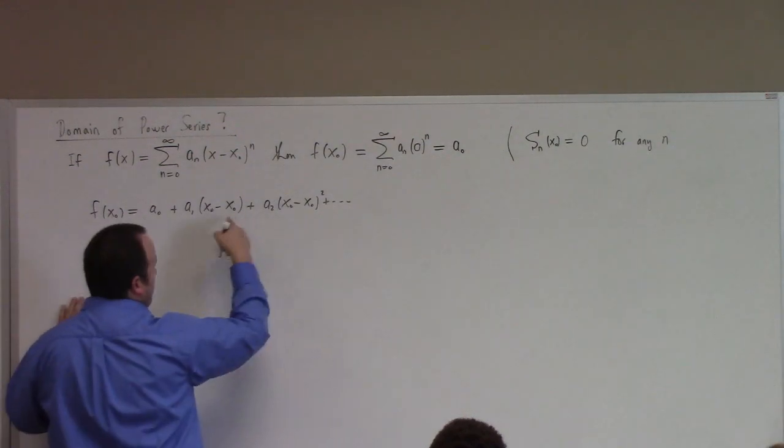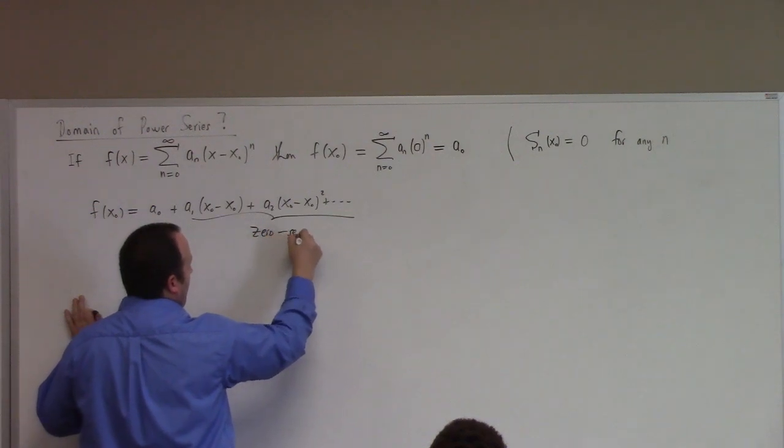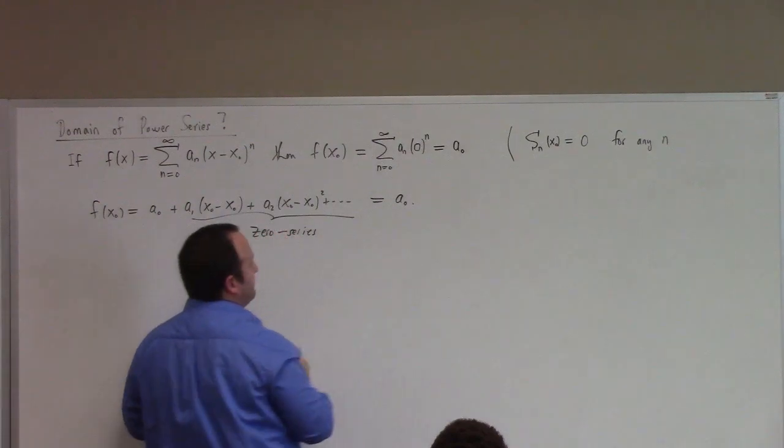So these are just 0. This is the 0 series. But the first term remains, which is just a sub naught.